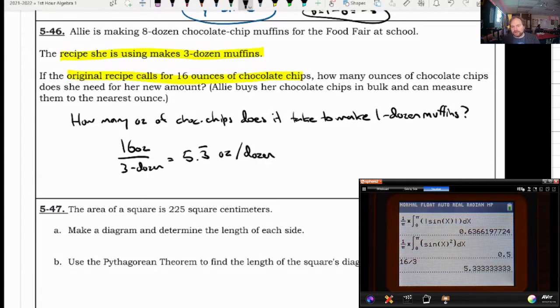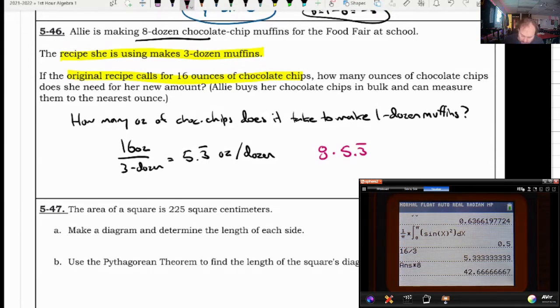And I like that answer quite a bit because all we got to do now is multiply this by 8, because we know it takes 5.3 ounces to make 1 dozen muffins. We need to make 8 dozen muffins. So all we're going to do here is 8 times 5.3 repeating. I'm going to go on my calculator and just type times 8. And I'm going to get 42.6 repeating.